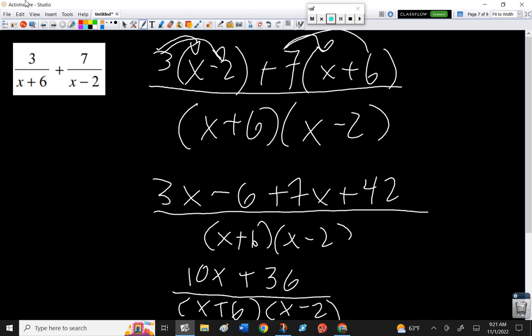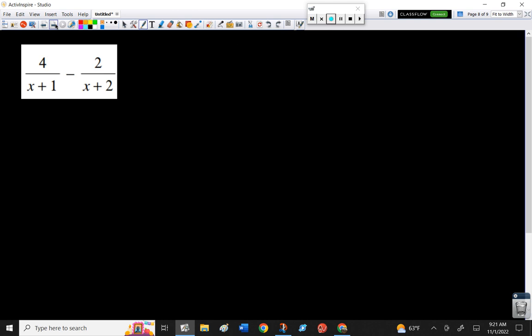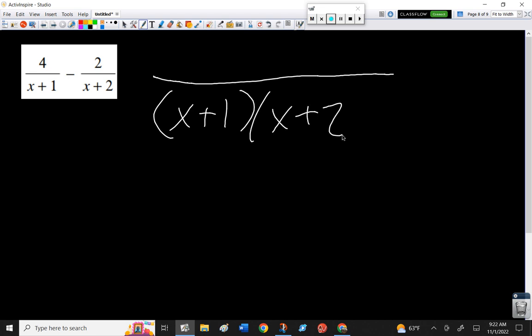All right, and now let's go ahead and do this next example. Of course, there's a minus in the middle, so pause the video, see if you get what I get. Be careful when you put that minus there, okay? Hopefully you paused the video, and here's what you should have written. You should have written a long fraction. This will be x plus 1, x plus 2, and in the numerator we're going to have 4 times x plus 2 minus 2 times x plus 1.